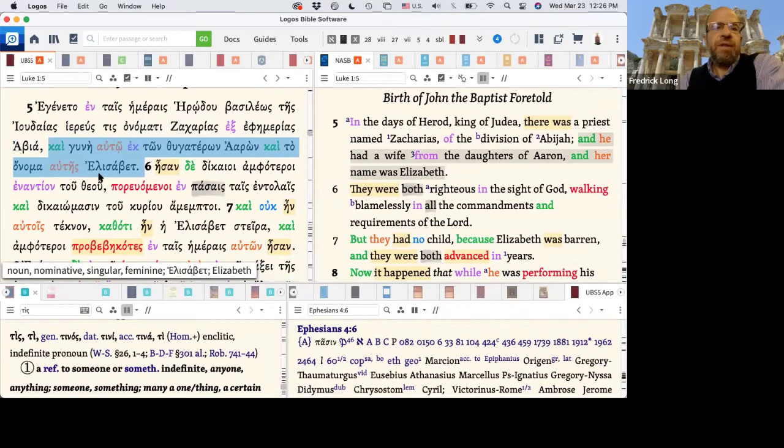Her name, and the name of her was Elizabeth. So what we're seeing is that there's a lot of implied forms of eimi, to be. So in a sense, you're right. All of this is like the subject of egeneto, but each of these is like its own existential statement. This is a way to set the stage of the scenes.